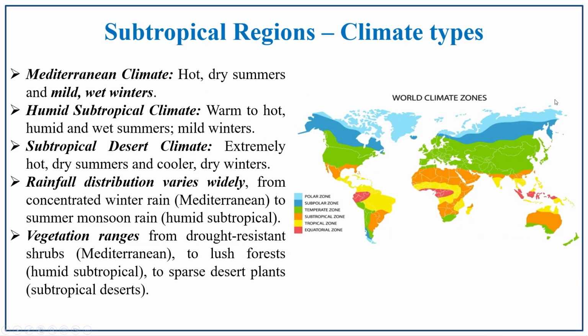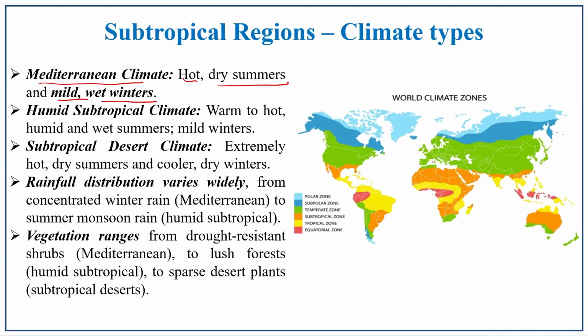The next climate type is in the subtropical region. What are all the climate types prevailing in the subtropical region? The Mediterranean climate. The characteristics of the Mediterranean climate are hot, dry summers and mild wet winters. So, this is the characteristic of the Mediterranean climate. It is nearby the Mediterranean Sea.